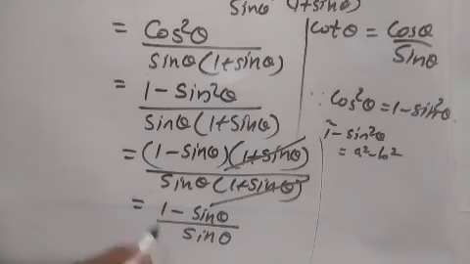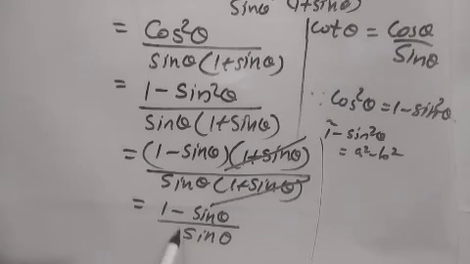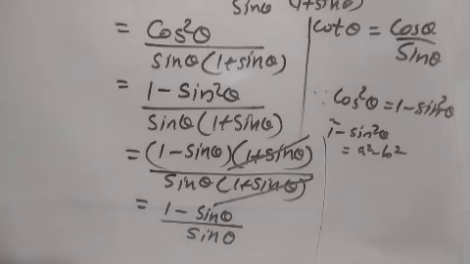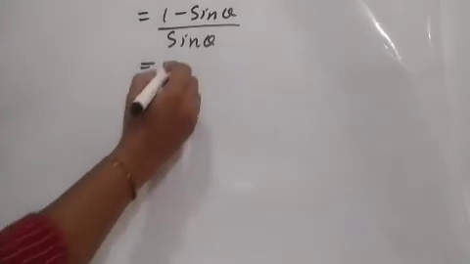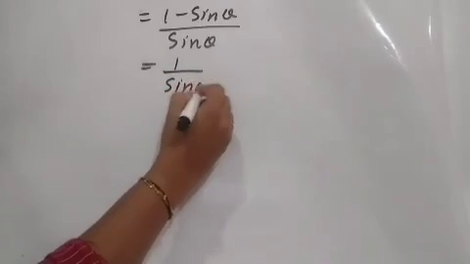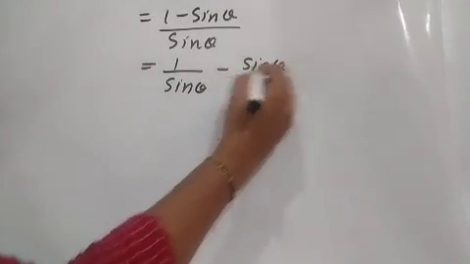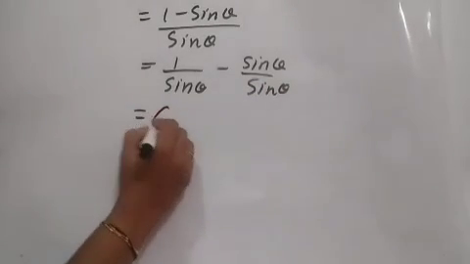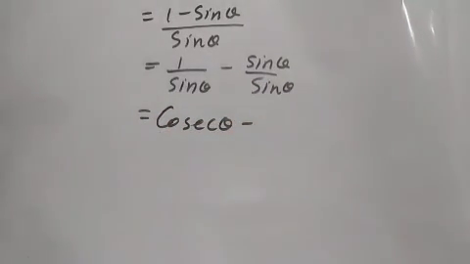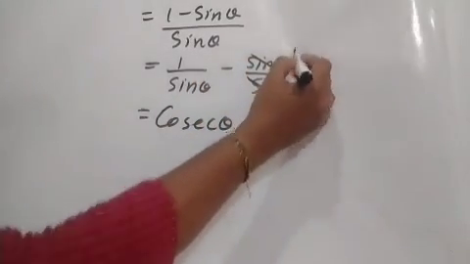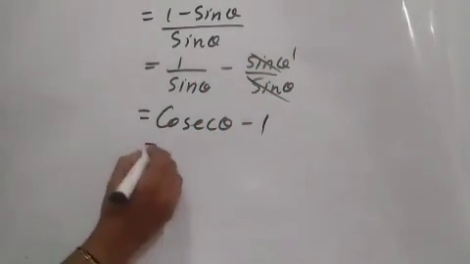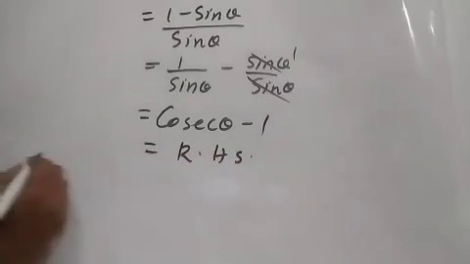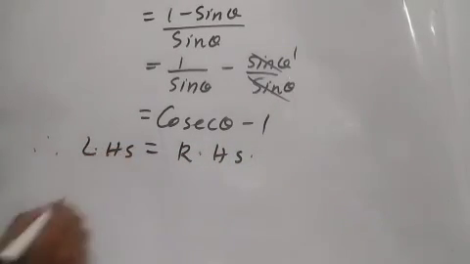Now we can split this. That is 1 by sin theta minus sin theta by sin theta. Then we will get the RHS. What is the meaning of 1 minus sin theta by sin theta? It means 1 out of sin theta minus sin theta on sin theta. And we know that the reciprocal of sin theta is cosec theta. And we can cancel out the sin and sin, which gives 1. That is given on the RHS. Therefore, LHS equal to RHS.